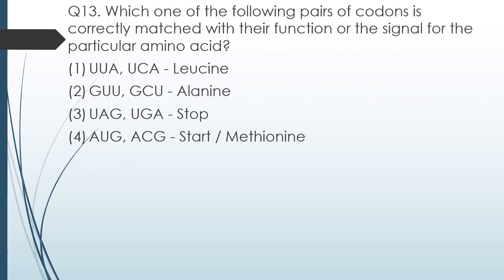Question number 13. Which one of the following pairs of codons is correctly matched with the function or signal for a particular amino acid? UAA, UCA, leucine. GUU, GCU, alanine. UAG, UGA, stop codon. AUG, ACG, start codon or methionine. So the correct answer is option 3. UAG and UGA both are stop codons.